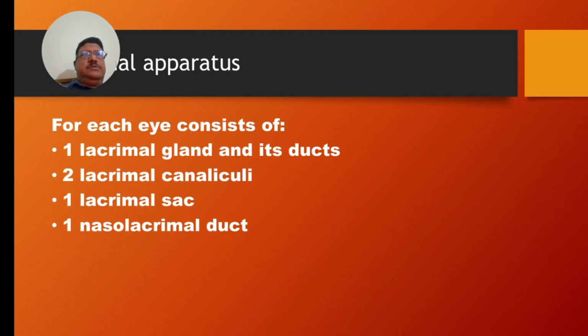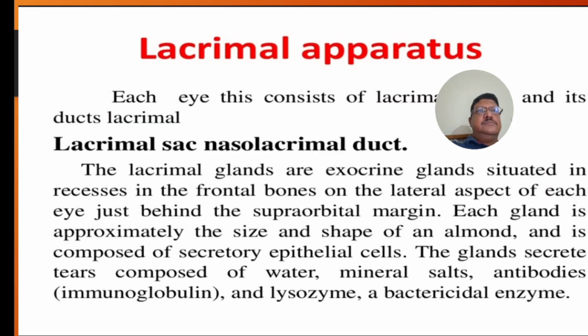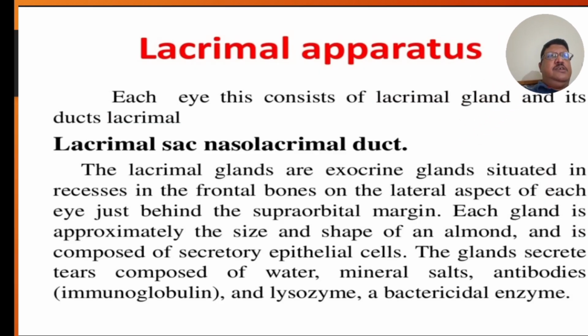Now another is the lacrimal apparatus. For each eye it consists of one lacrimal gland and its ducts, two lacrimal canaliculi, one lacrimal sac, and one nasolacrimal duct.